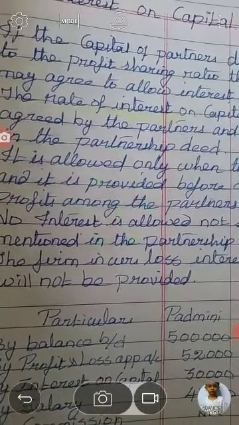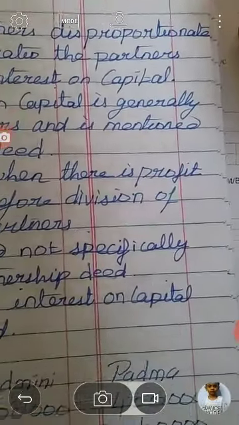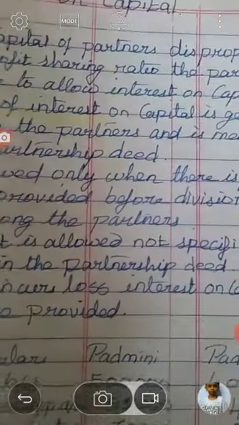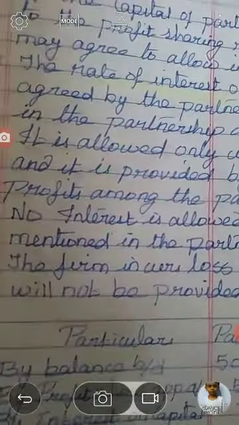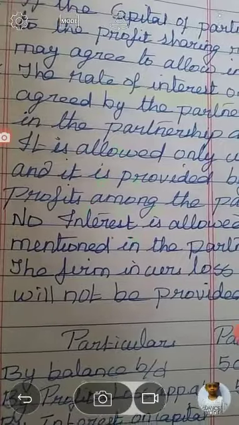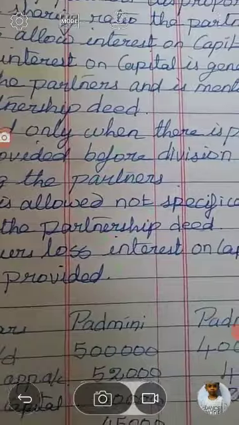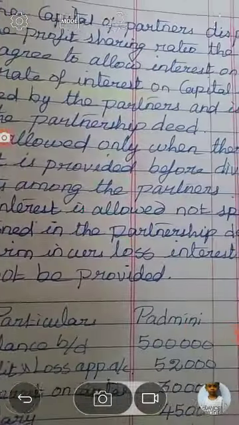It is allowed only when there is a profit. Only if there is sufficient profit is the interest on capital allowed, and it is provided before the division of profit to the partners. Before distribution of profit, the interest on capital is to be allowed if there is sufficient profit. No interest is allowed if it is not specifically mentioned in the partnership deed.